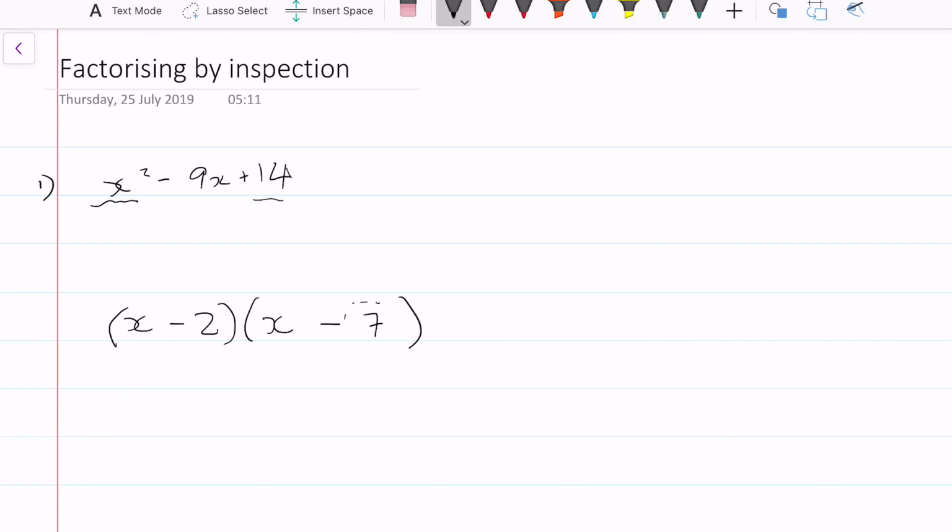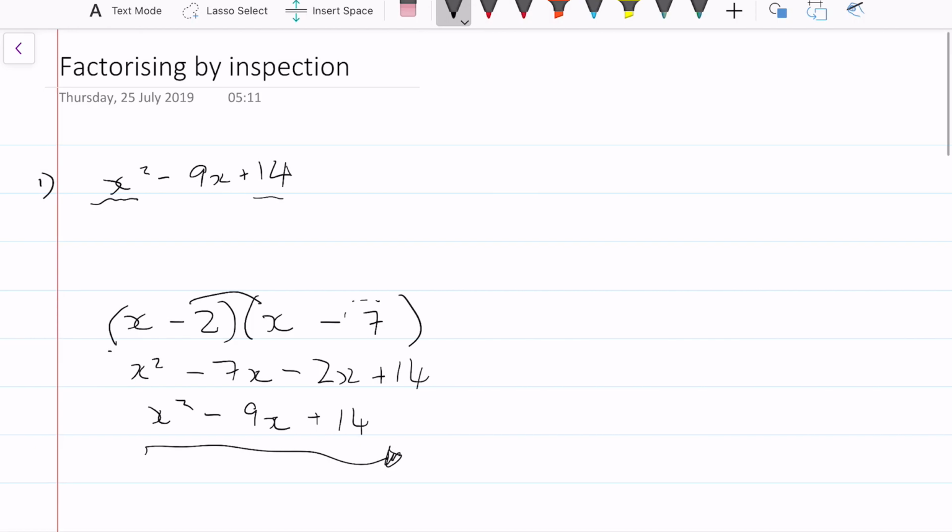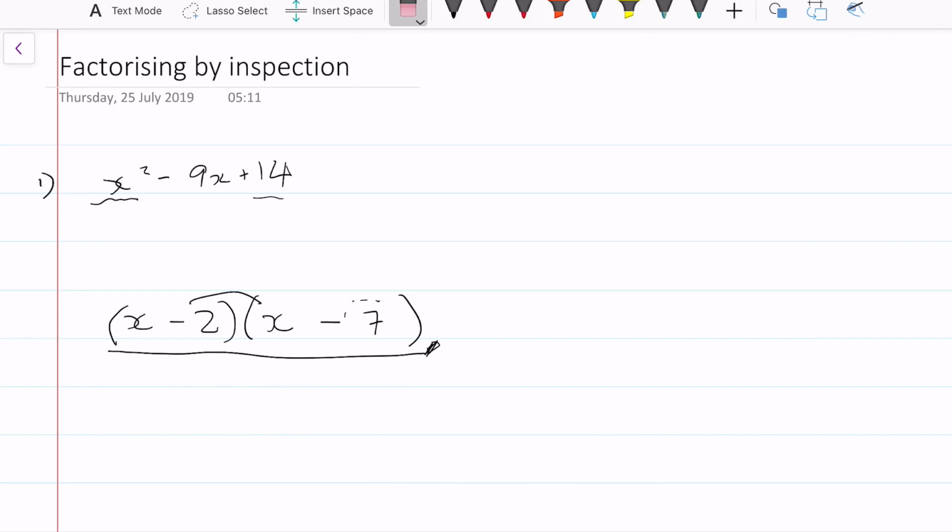If we do multiply this out, we get x squared, which is what we need. Then we have minus 7x. This times that is minus 2x, minus 7 times minus 2 is plus 14. So we get x squared minus 9x plus 14, which is the question. So we know that this is the correct answer. We checked the answer by carrying that out. You don't have to check your answer. I just wanted to show you that it does give you the correct answer. So that is your final answer.